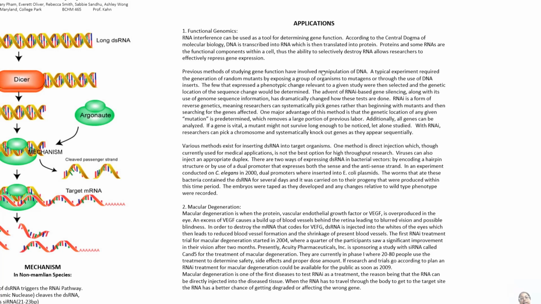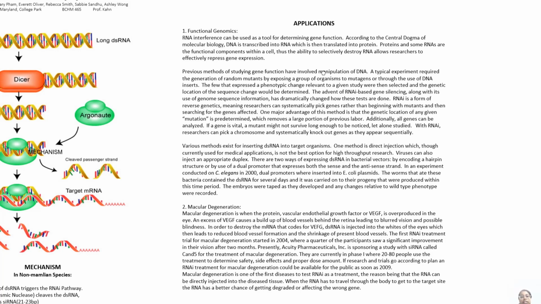The advent of RNA interference-based gene silencing along with its use of genome sequence information has dramatically changed how these tests are done. RNA interference is a form of reverse genetics, meaning researchers can systematically pick genes rather than beginning with mutants and then searching for the genes affected. So one major advantage of this method is that the genetic location of any given mutation is predetermined, which removes a large portion of previous labor.